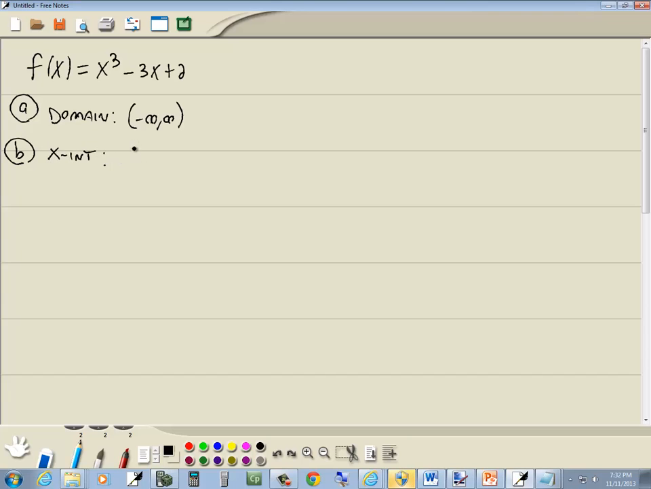Next thing we'll find is the x-intercept. To find the x-intercept, you always plug 0 into the other variable. So to find the x-intercept, we'll plug 0 in for y. So we've got 0 is equal to x to the third minus 3x plus 2. And we're going to use the intersect method to find this.